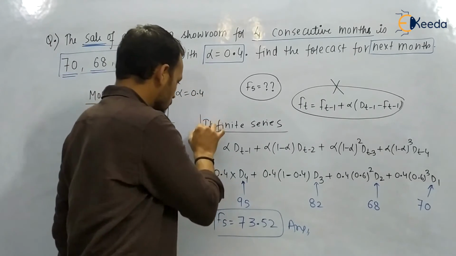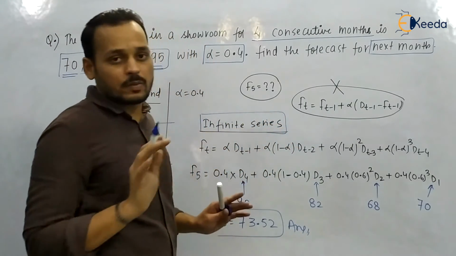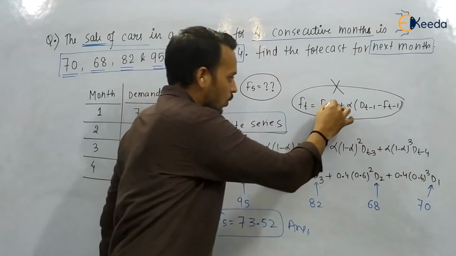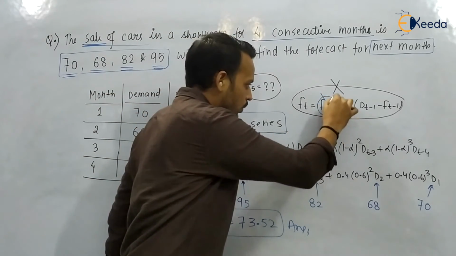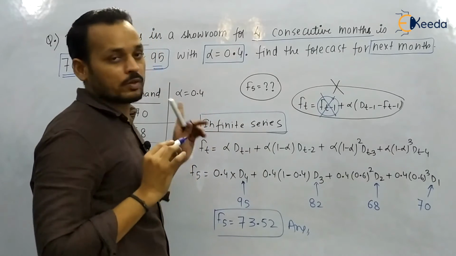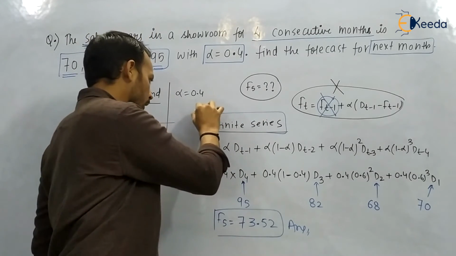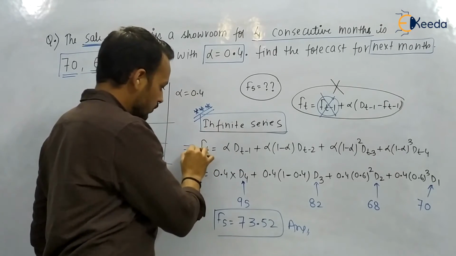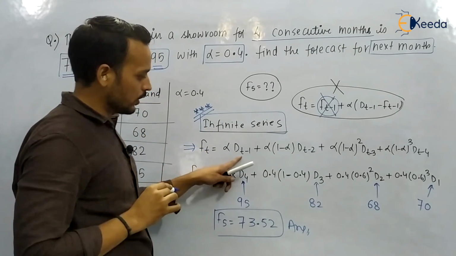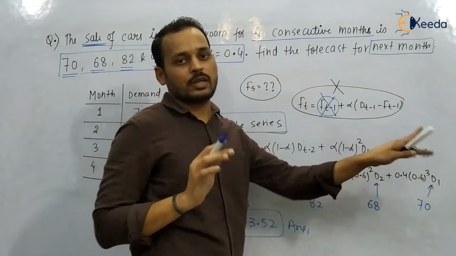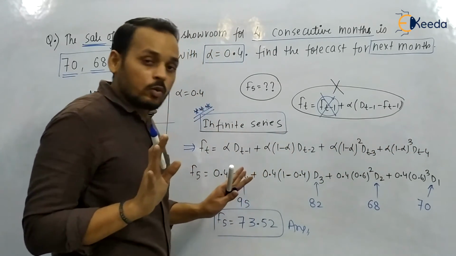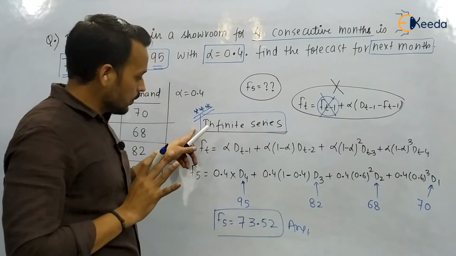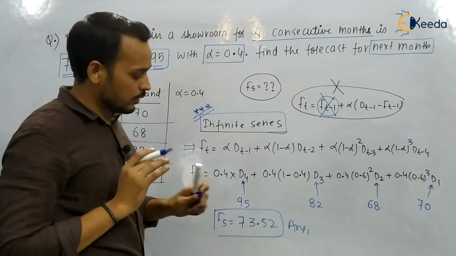In this question, since no forecast data is given, we take the help of the infinite series. You need to remember this infinite series. Ft will be F5, the latest forecast. We have told you everything. The answer is going to be 73.52.